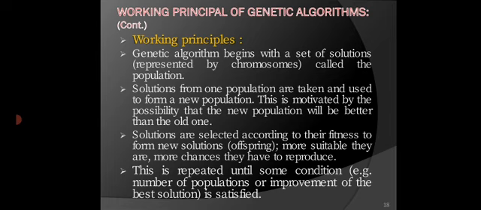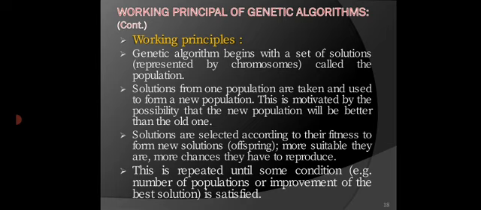Let's see how these terms work together to form an algorithm. A genetic algorithm begins with a set of solutions called the population, okay, represented as chromosomes. Solutions from one population are taken and used to form a new population, right? This is motivated by the possibility that the new population will be better than the old one.